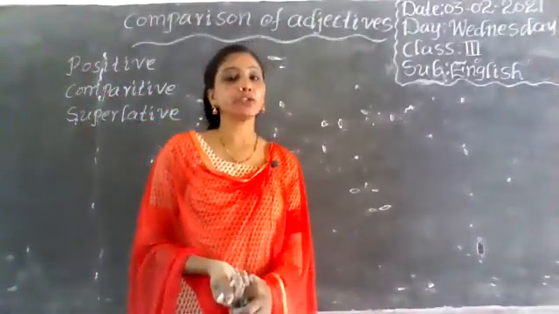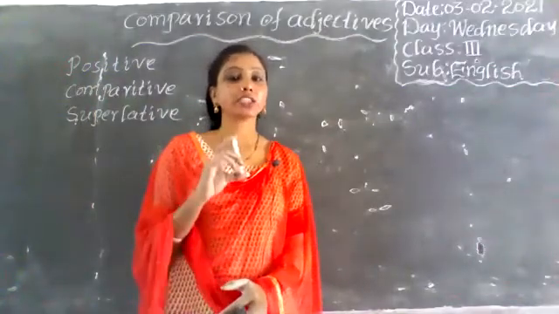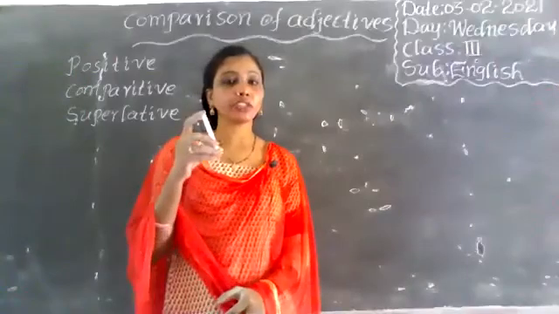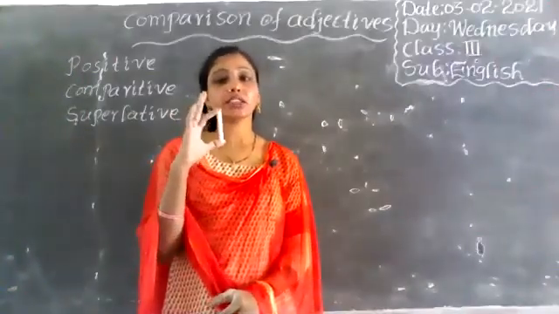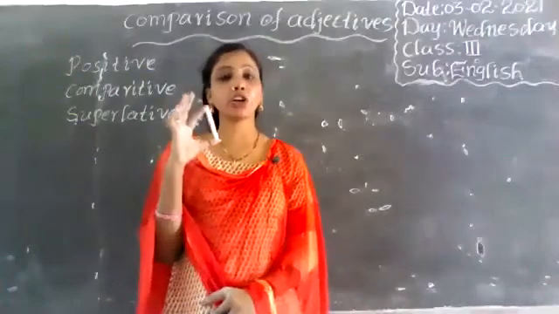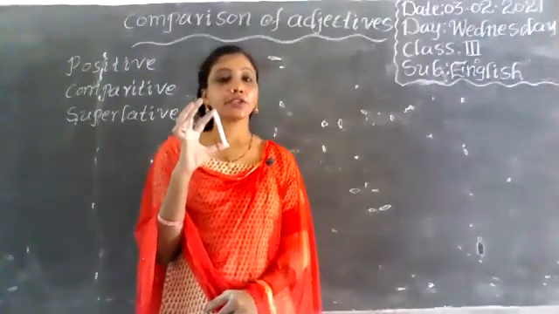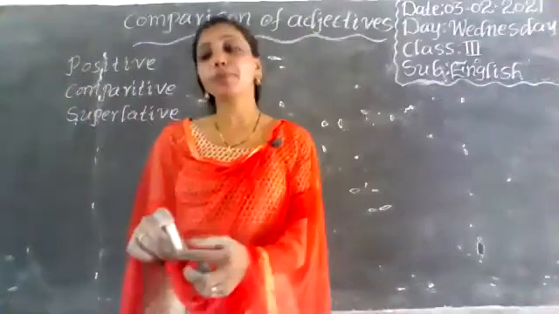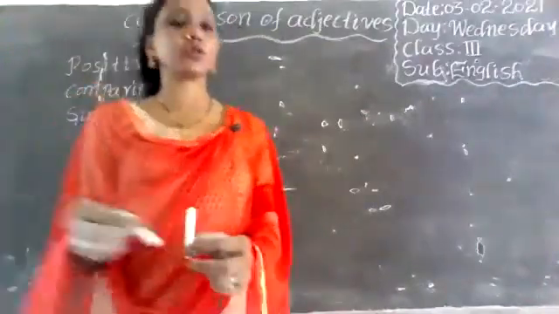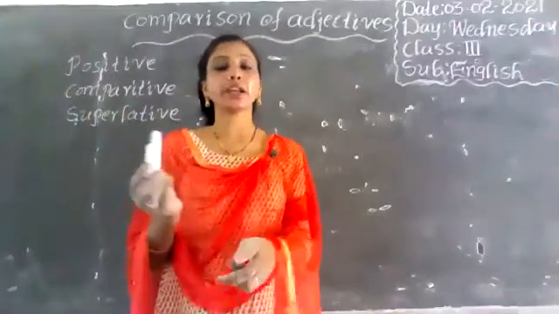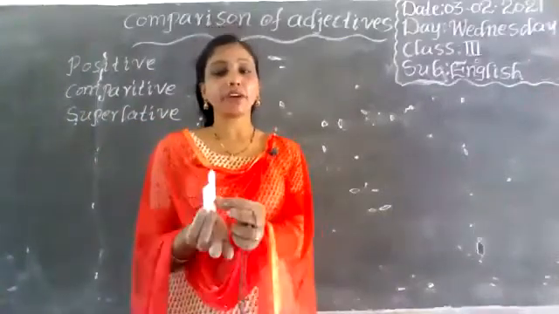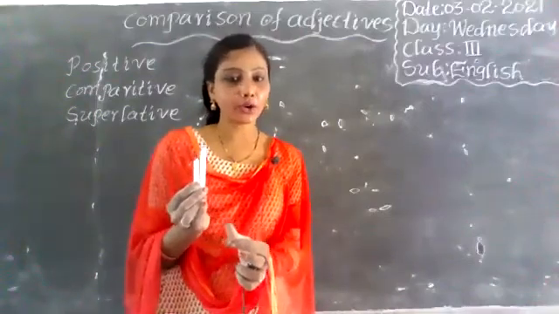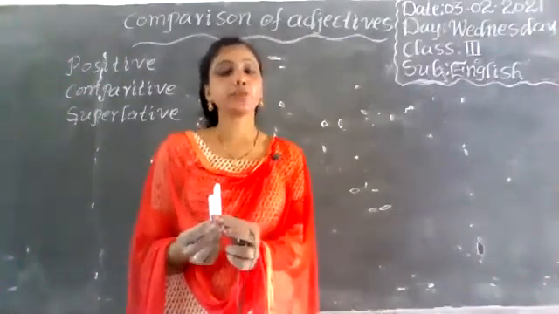Positive means the ordinary. For example, I'm saying this is a chalk piece. I have a long chalk piece. So I have a long chalk piece is positive degree. Here long is positive degree. If I compare two pieces of chalk, look at here, I have two chalks. Have you seen what is the size of these two chalks? Is this the same? No.